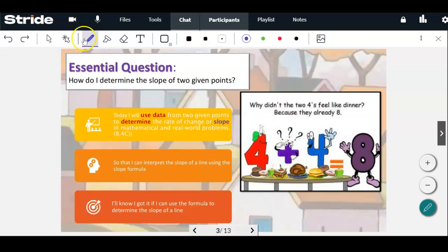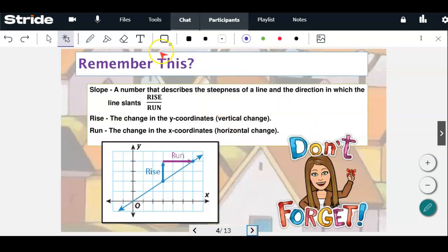So in this lesson, we're going to learn how to use a slope formula and determine the slope of two given points, so that you can interpret the slope of a line using the slope formula. You'll know you got it if you can use the formula to determine the slope of a line. So let's go ahead and get started.